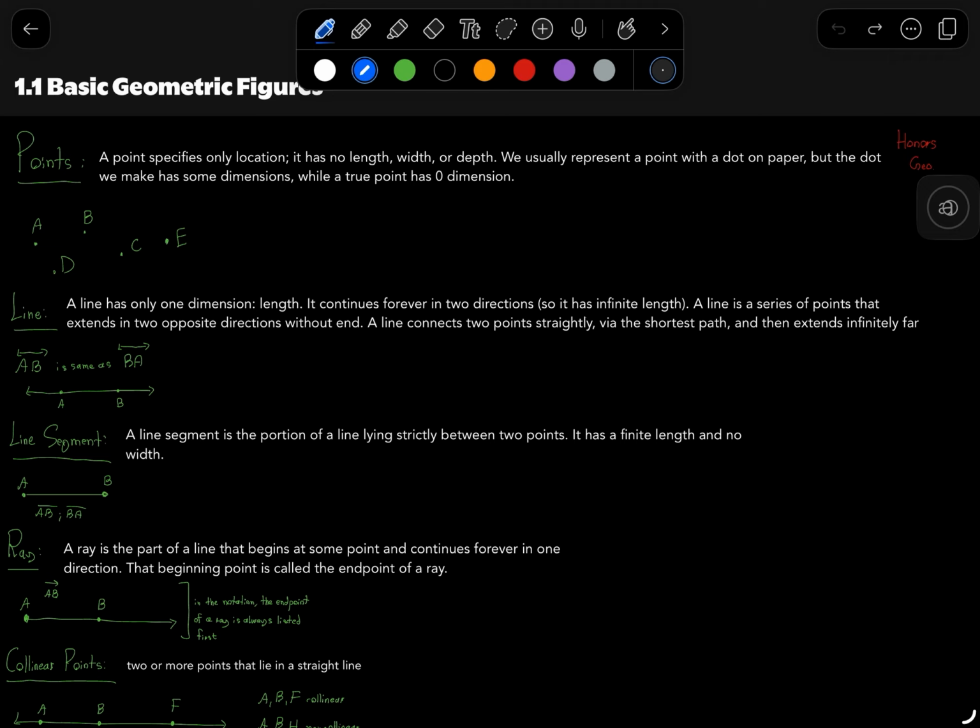Okay, so now we have a line. A line is different from a point because it only has one dimension, compared to the zero dimensions that a point has, and it continues forever in both directions. If you want to connect these two terms together, a point and a line, the best way to think about it is that you can think of a line as a series of points that extend in opposite directions.